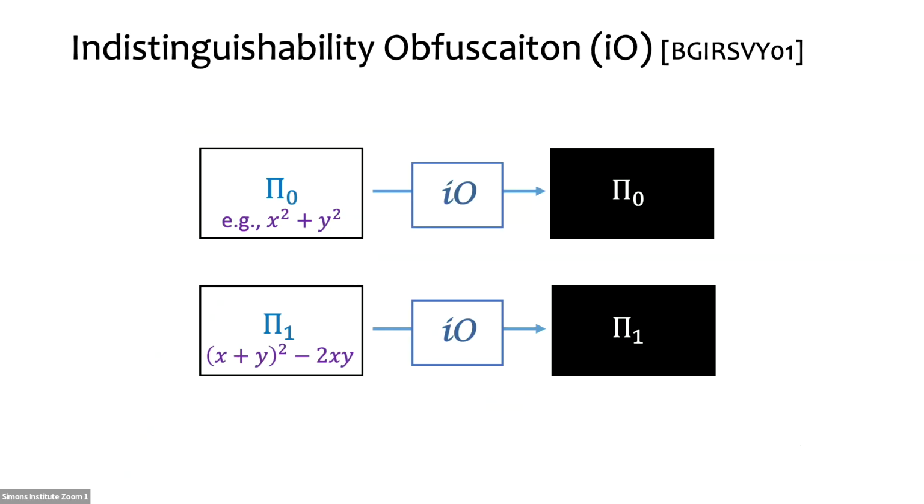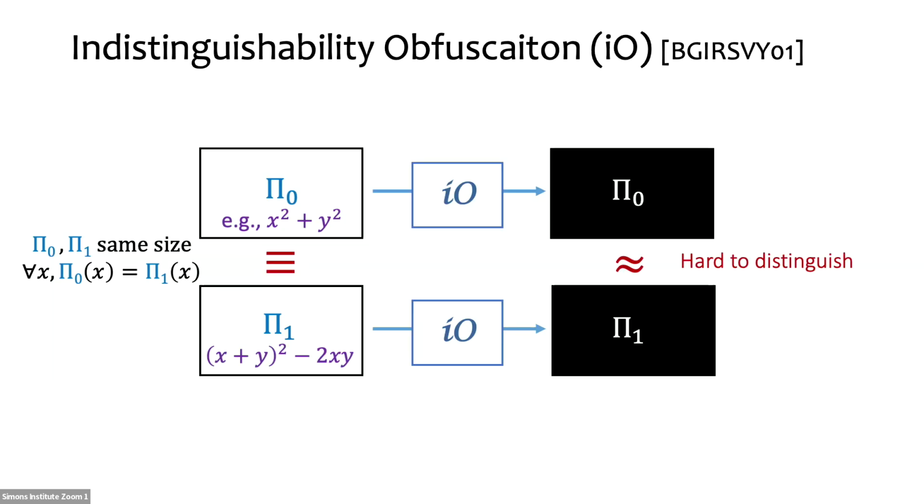Nevertheless, we would like to have a general notion of obfuscation that does not suffer from any counterexample. And that is indistinguishability obfuscation. And it gives a much weaker security guarantee. What it says is that if we start with two programs that have the same size and literally implement the same function, but in different ways, then the obfuscation guarantees that the produced obfuscated programs become hard to distinguish. In other words, IO only hides the difference between two implementations of the same program. This is indeed much weaker than VBB obfuscation.